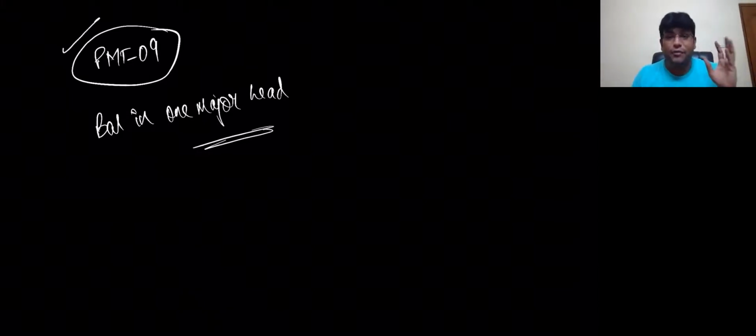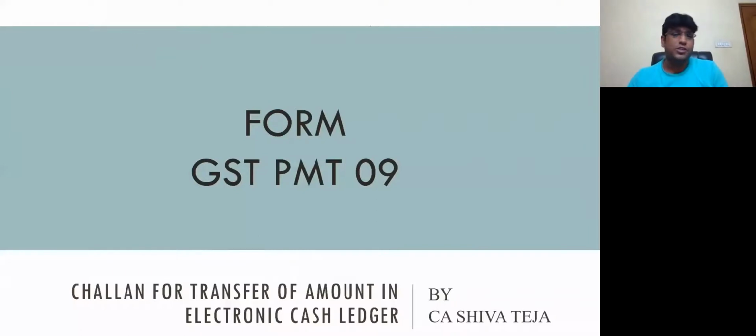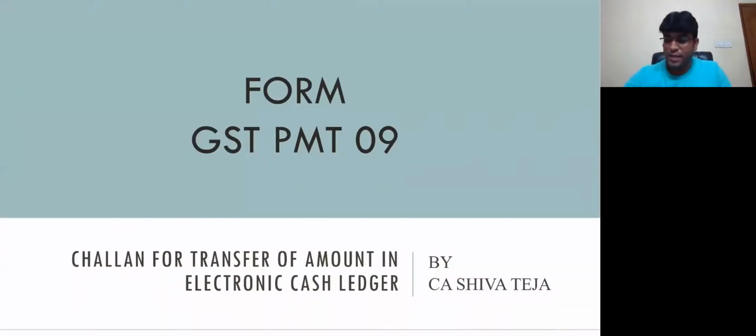And let me reiterate the fact, this benefit is only and only for electronic cash ledger, but not for credit ledger. This will actually help a lot, especially for those people who already made a mistake and they have got some balance in cash ledger, but they have not claimed refund so far. You can utilize this form and you can offset your liability. This is going to be very helpful. So friends, to explain you the step-by-step procedure, this is what is basically the form GST PMT 09.